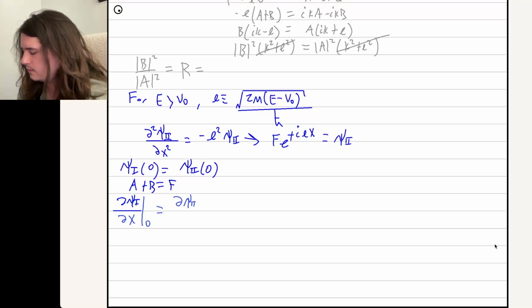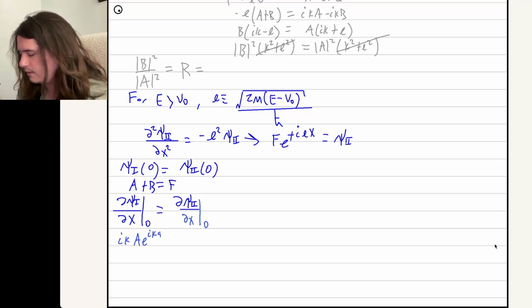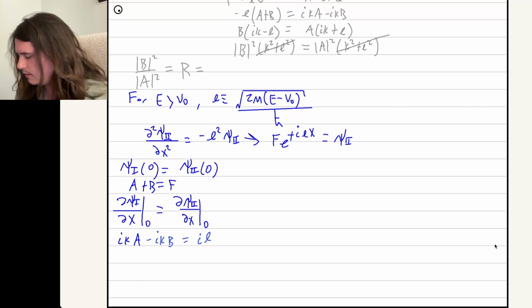So this guy again. And so that's looking like ikA times e to the ikA, but it's not e to the ikA because now it's just 0. So ikA minus ikB equals just ilF.